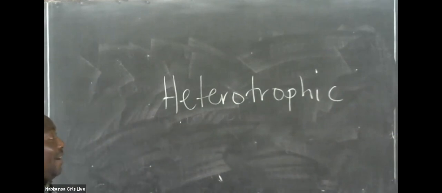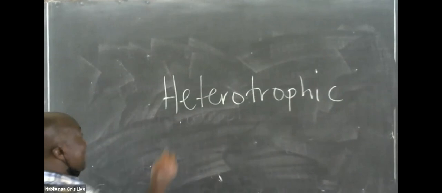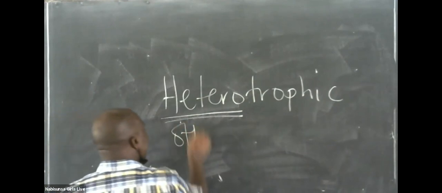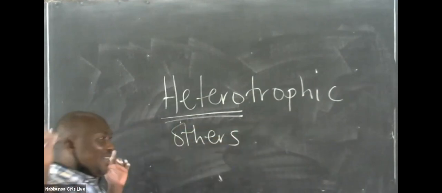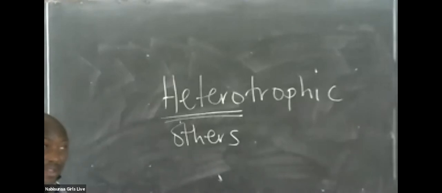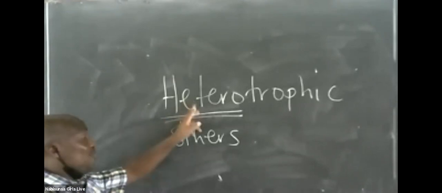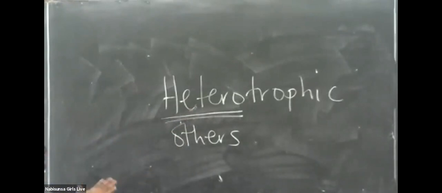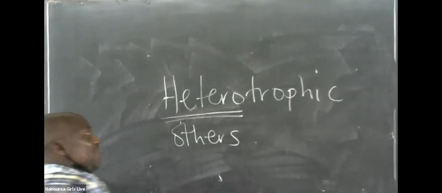By the way, we need to note that this word hetero just means others. From Latin, the word hetero just means others. Even sometimes, hetero means different or differ. Now we are looking at Latin because biologically, we shall use it so much. But it can mean others, or it can mean differ, something different from the other. So something different from the autotrophic.